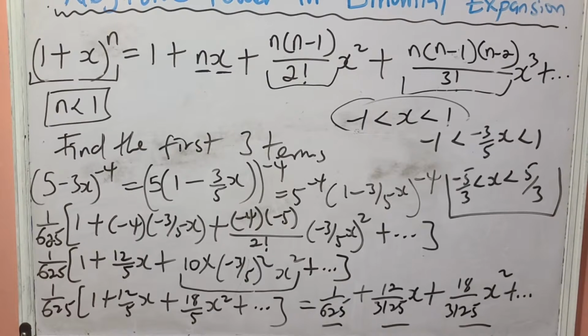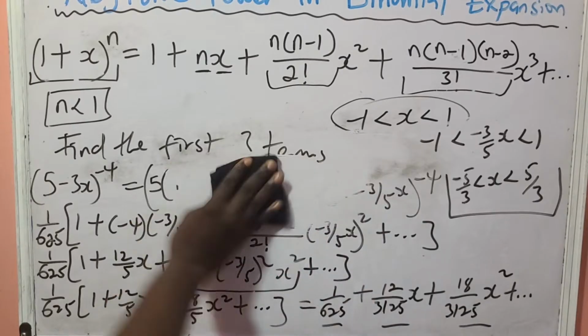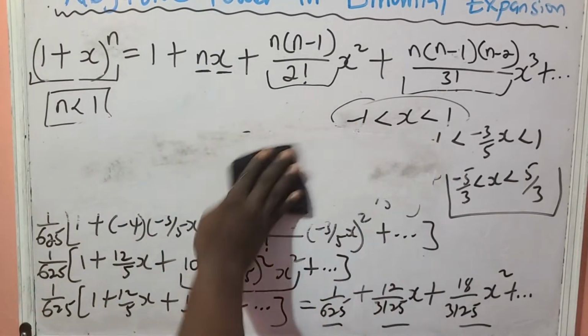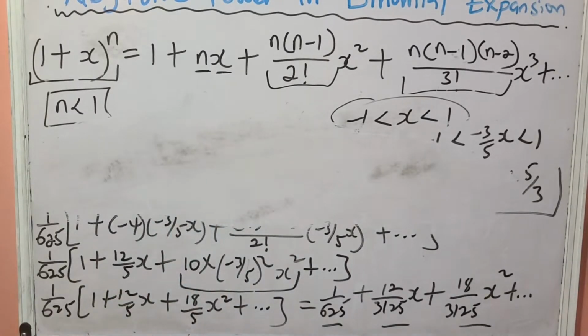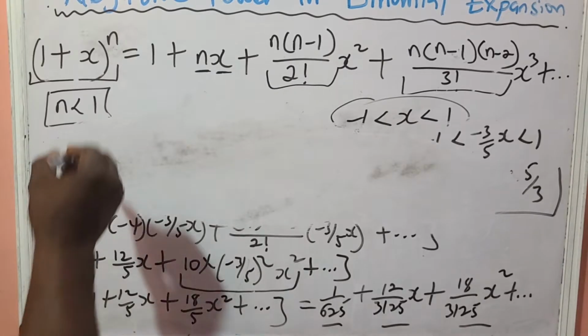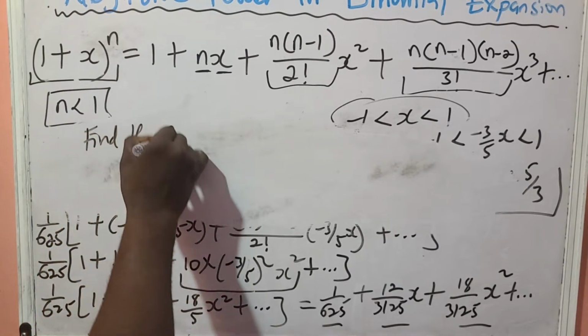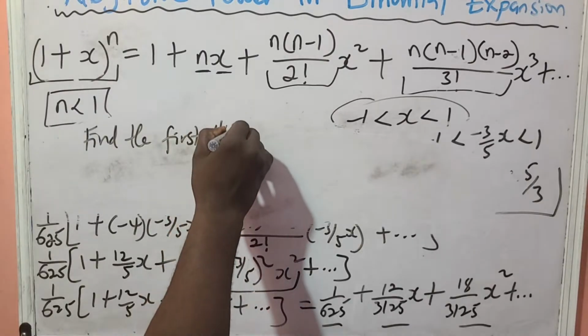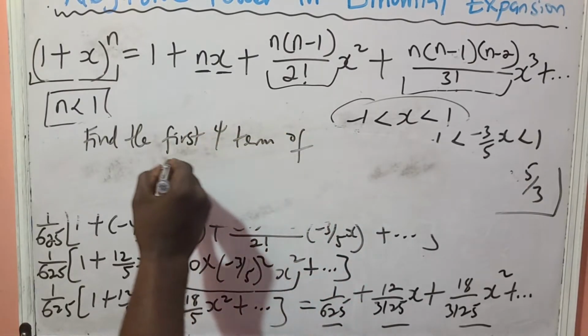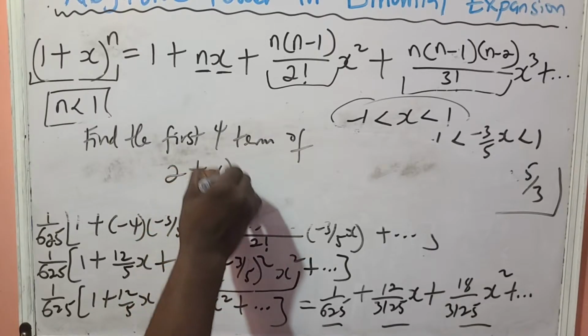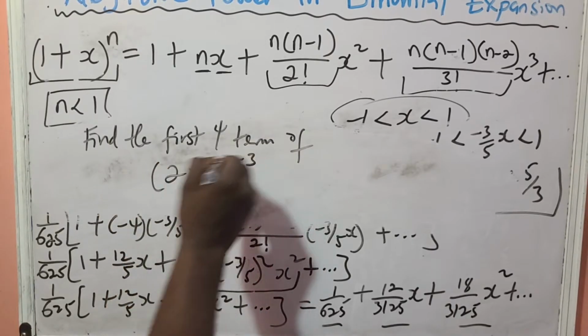So the exercise I'm going to give you will actually be the same question you had in your exam. So you can go on now to attempt that question now. Let me write it for you. So you go on to attempt that question and let me see how you fare with that. So the question is for you to find the first four terms of 2 plus x raised to power minus 3.